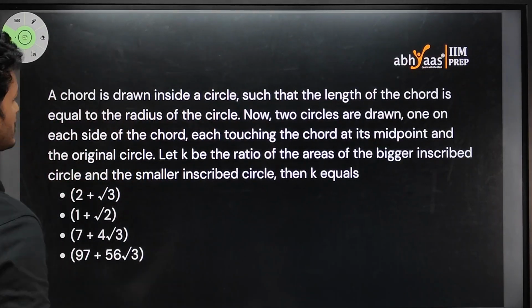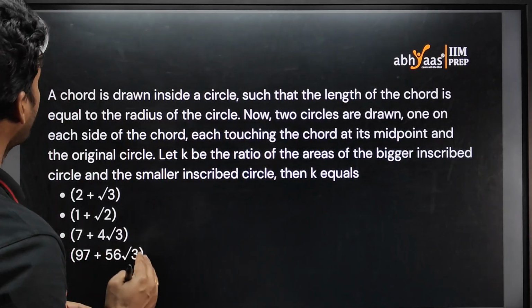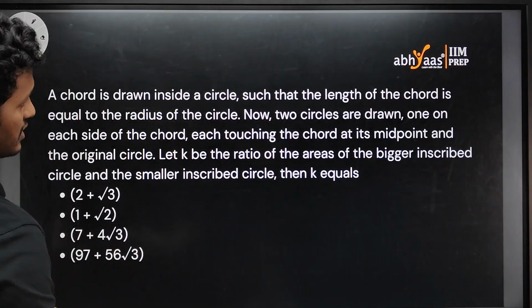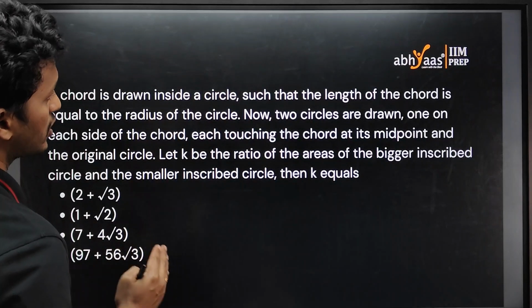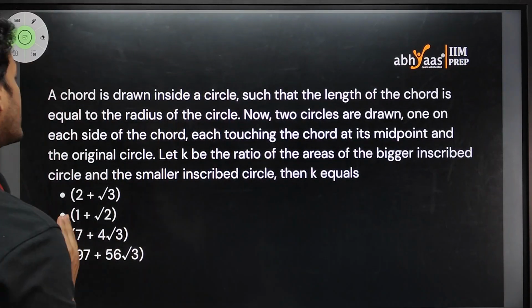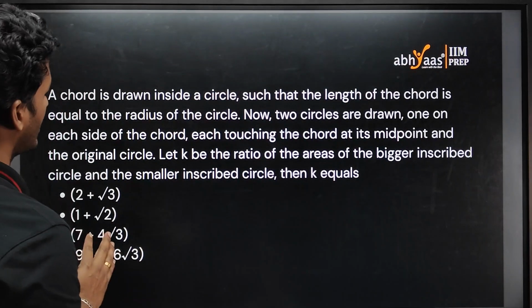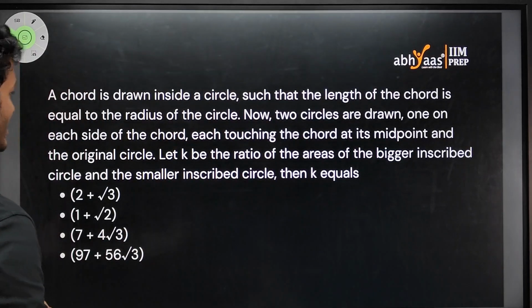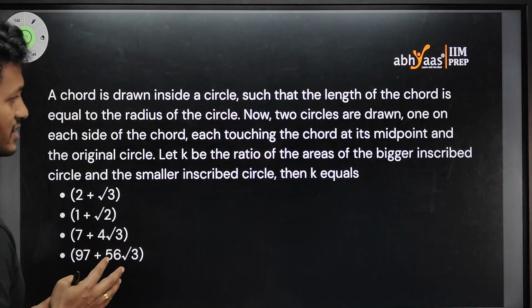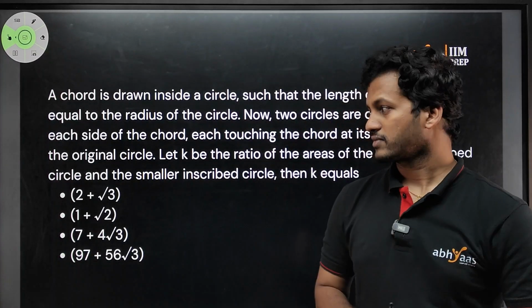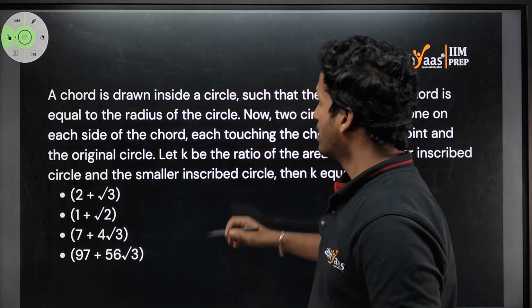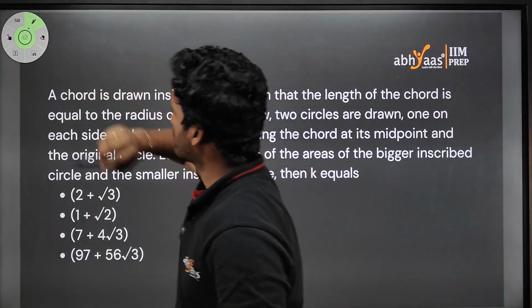A chord is drawn inside a circle such that the length of the chord is equal to the radius of the circle. Now two circles are drawn, one on each side of the chord, each touching the chord at its midpoint and the original circle. Let K be the ratio of the areas of the bigger inscribed circle and the smaller inscribed circle, then K equals to. So they are asking about the ratio. So I want to discuss this concept. What is that?